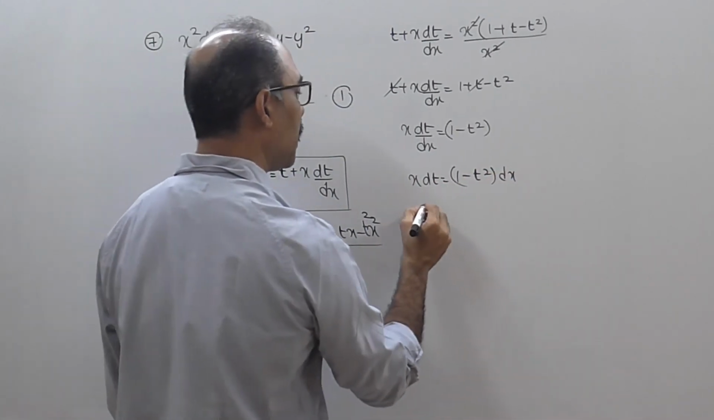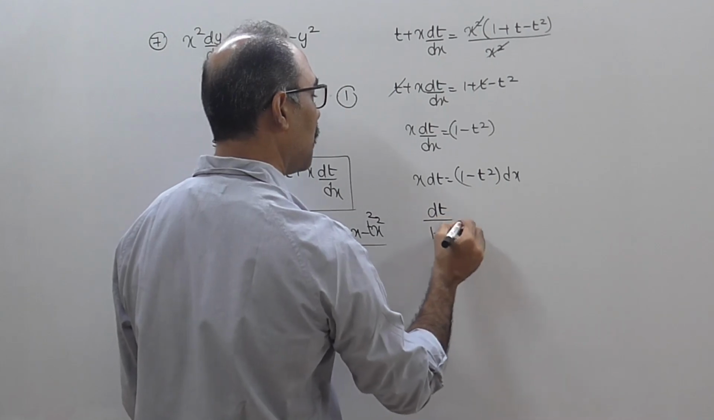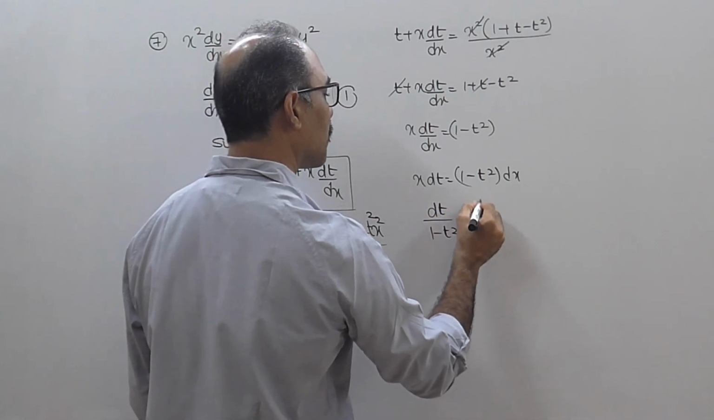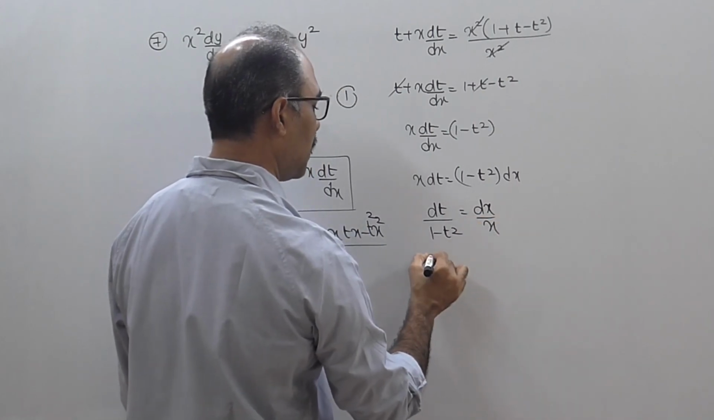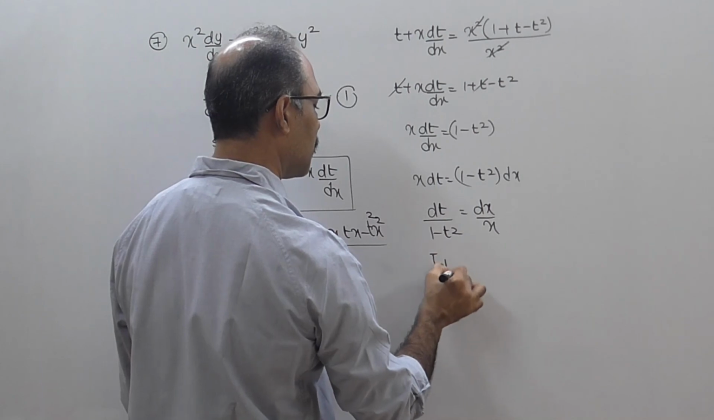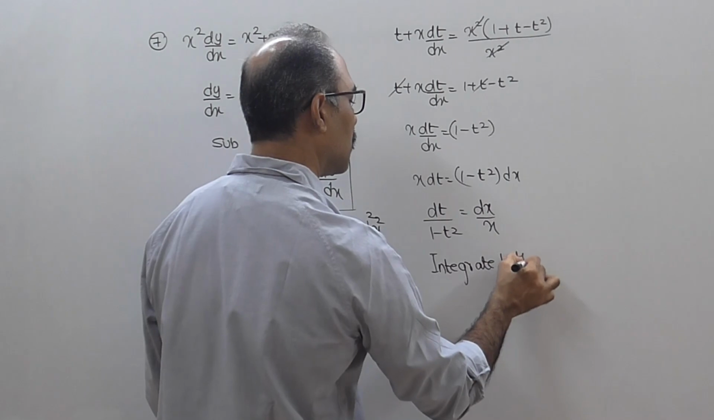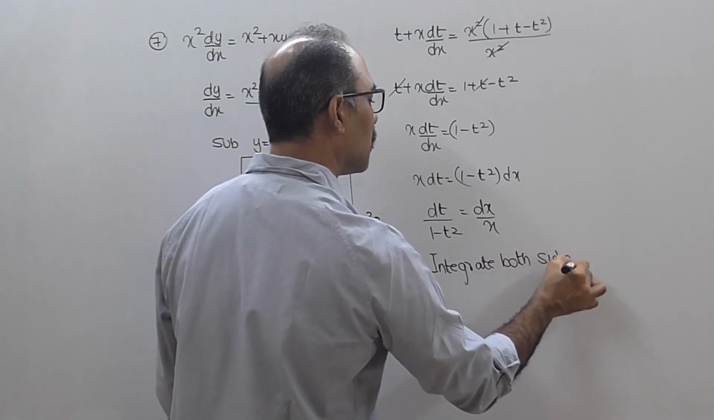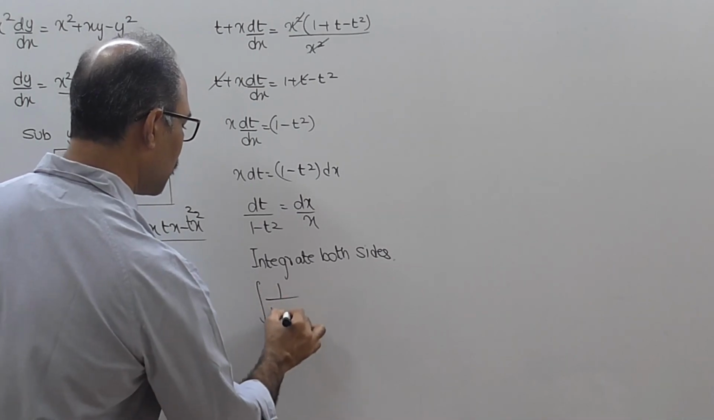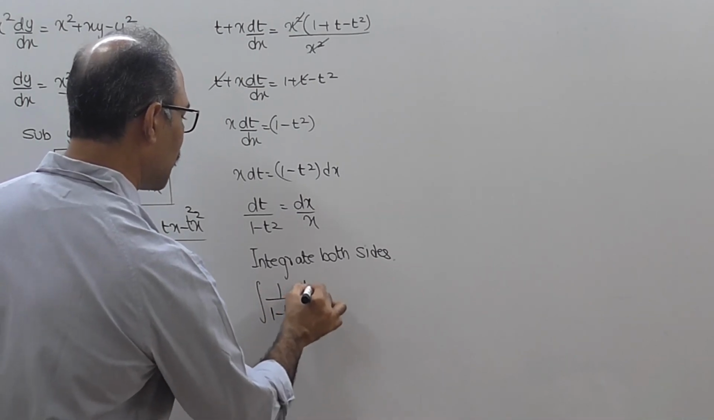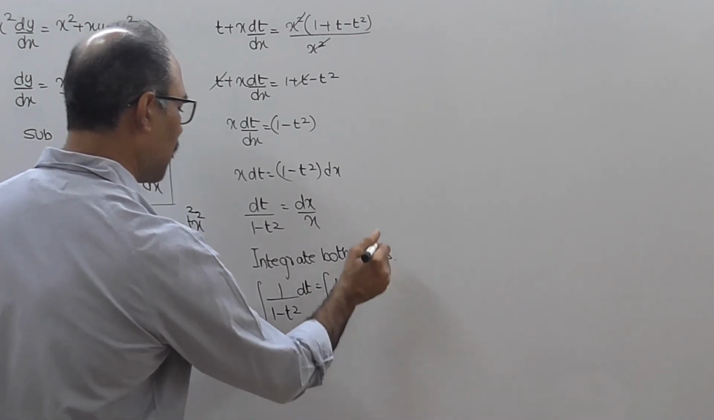Now you can do the grouping. So I will say that dt upon 1 minus t square equal to dx upon x. Once you have done it, you can integrate both sides. So this becomes integration 1 upon 1 minus t square dt equal to integration 1 upon x dx.